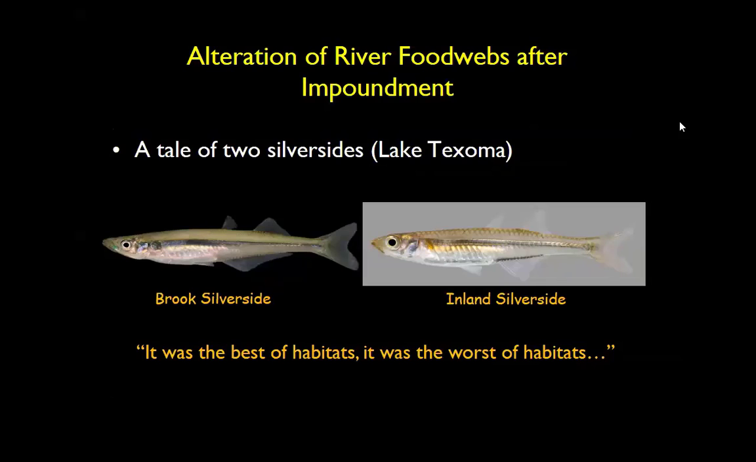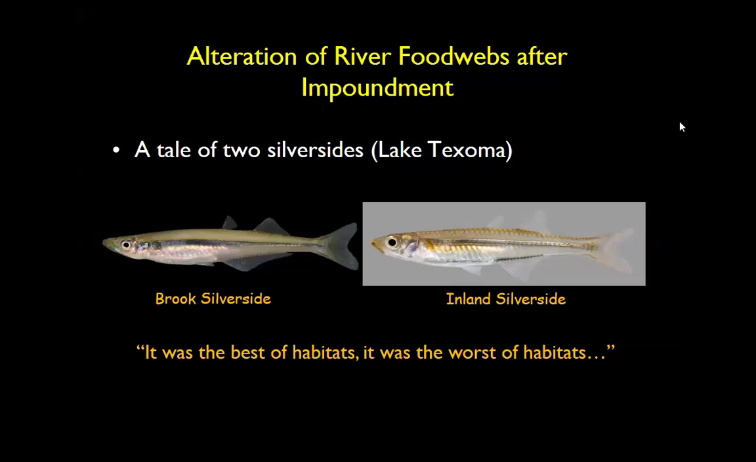All right, so I just want to tell you briefly a tale of two silversides. It was the best of habitats. It was the worst of habitats. So Lake Texoma was impounded in '44. It's actually, interestingly enough, built by German prisoners of war, in case you're curious, partly at least. And the brook silverside lived there for a long time. The inland silverside, however, was introduced in the 50s.